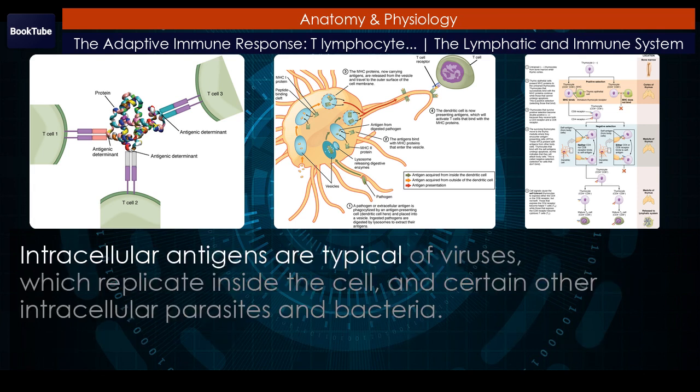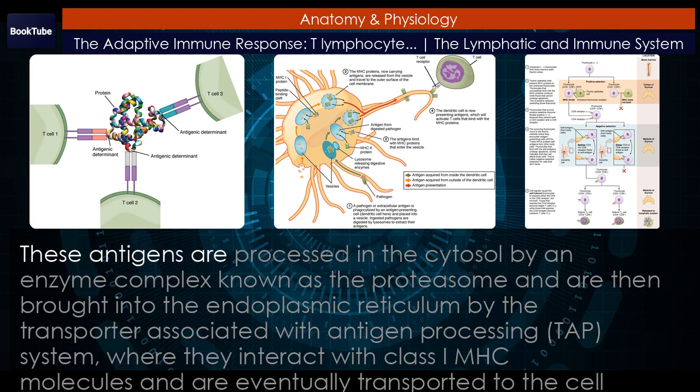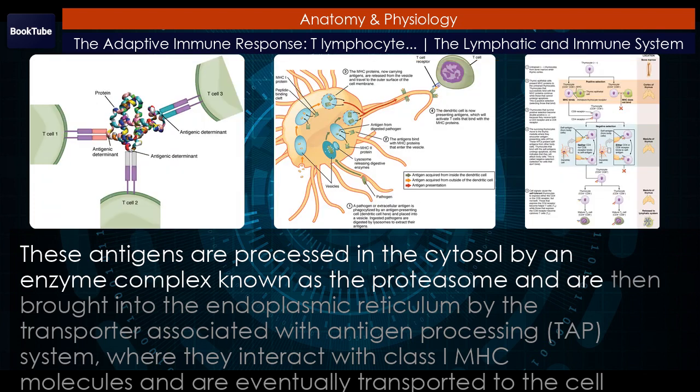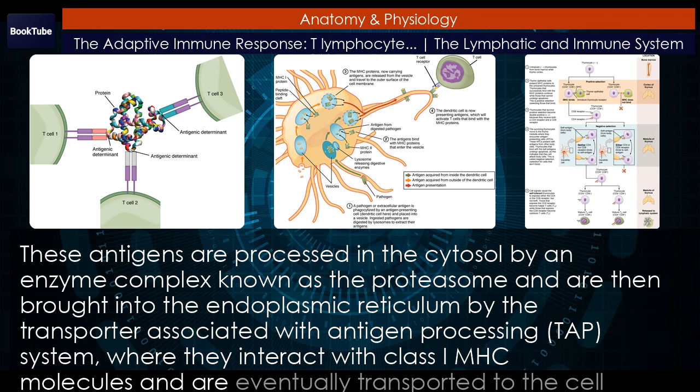Intracellular antigens are typical of viruses, which replicate inside the cell, and certain other intracellular parasites and bacteria. These antigens are processed in the cytosol by an enzyme complex known as the proteasome and are then brought into the endoplasmic reticulum by the transporter associated with antigen processing (TAP) system, where they interact with class 1 MHC molecules and are eventually transported to the cell surface by a transport vesicle.